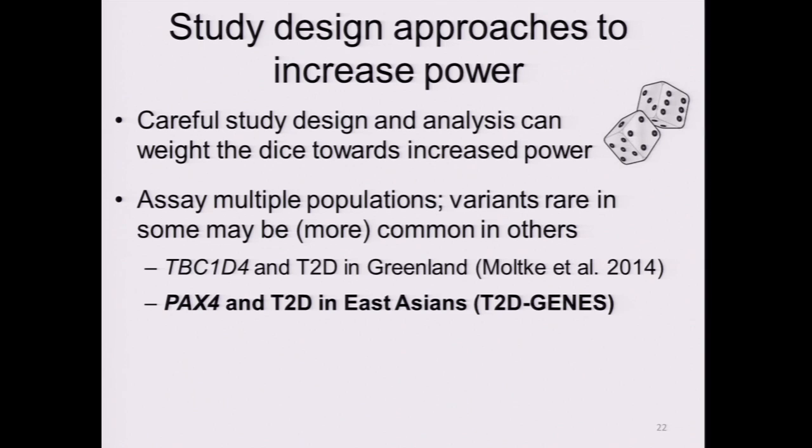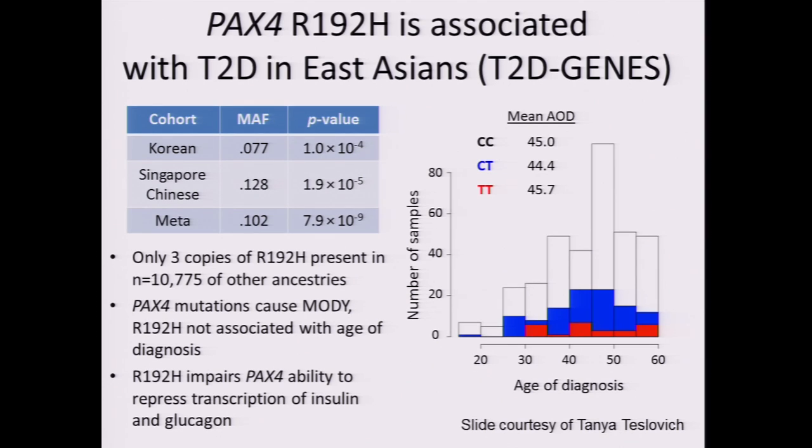An example of that is a variant in TBC1D4 and type 2 diabetes in Greenland, where something that was quite uncommon was very common in the Greenland population. And then in our own T2D gene study, where we sequenced 13,000 individuals, actually between T2D-GENES and GoT2D, two studies of the genetics of type 2 diabetes, we sequenced 5,000 Europeans, 2,000 East Asians, 2,000 South Asians, 2,000 African Americans, and 2,000 Hispanics.